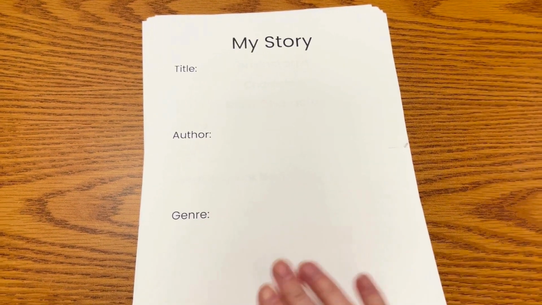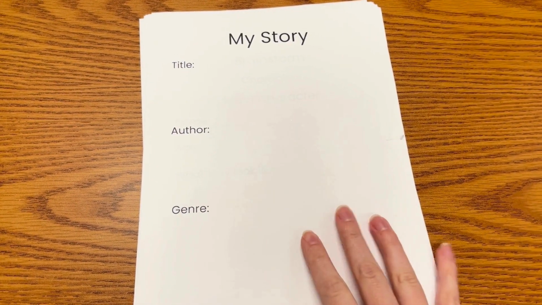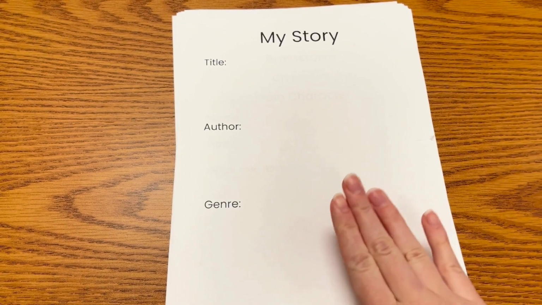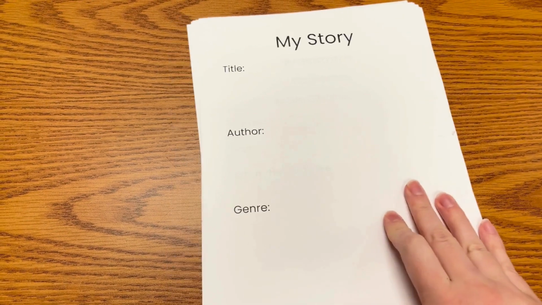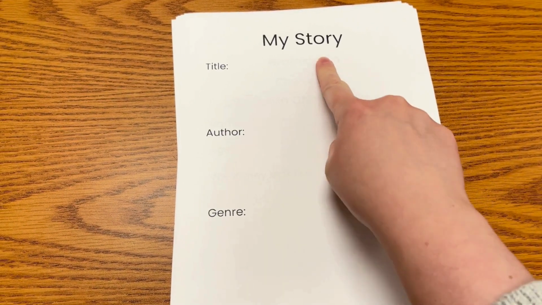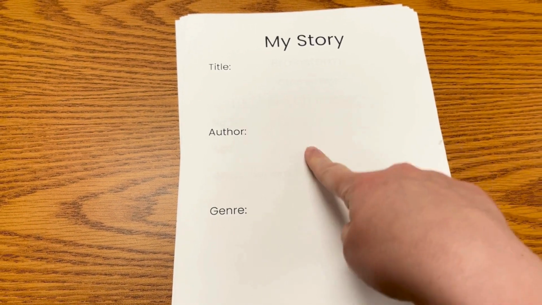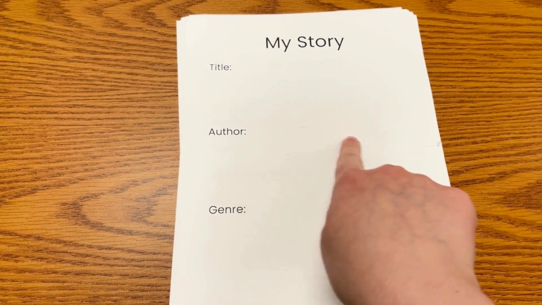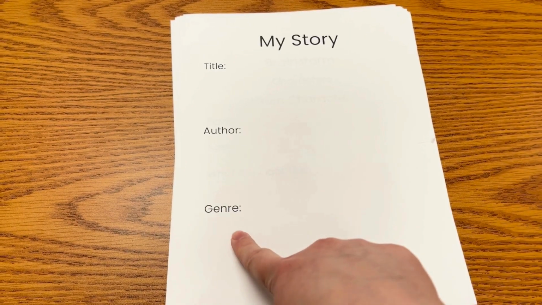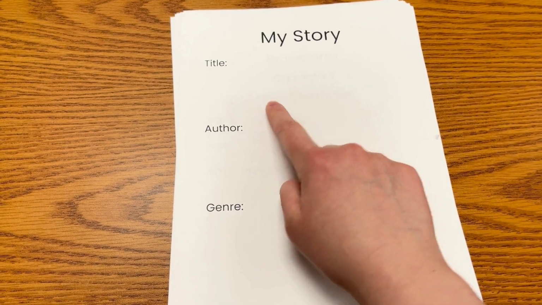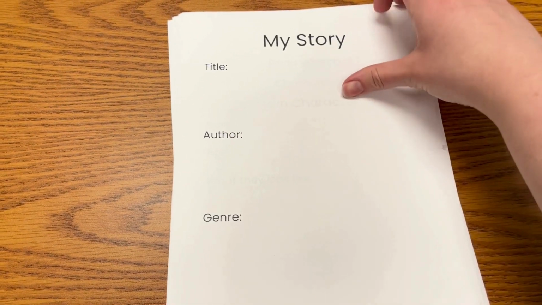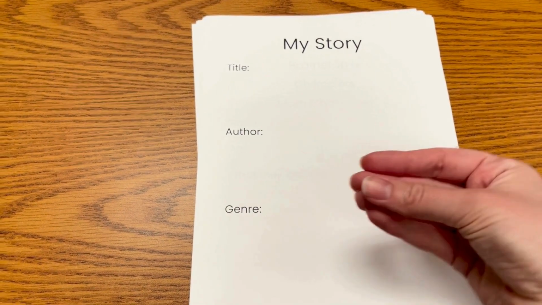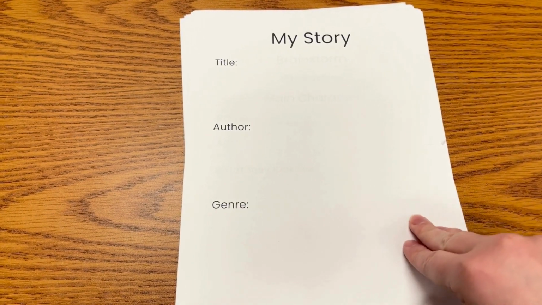So I made this little brainstorm writing packet for the kids to be able to write their story. So this is their story, the first page, my story. It's title, author, genre. Right now the first thing they might be able to do is just write their name. They probably don't know what genre to pick yet, and they probably don't know the title yet because they haven't written it yet. But this is just the front page. Usually I'll 3-hole punch it and put it in a little folder so they have it all together.